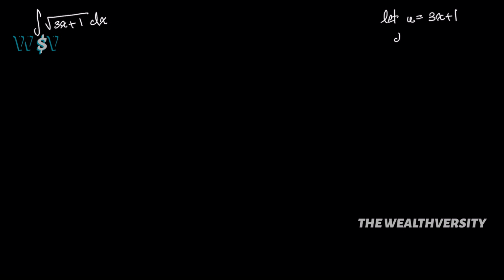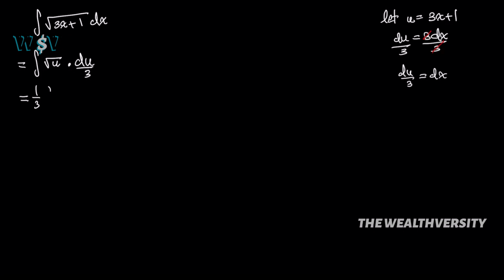So du is equal to 3dx, and we isolate dx by dividing both sides by 3. So du over 3 is equal to dx. This will make the integral equal to the square root of u times du over 3. We factor out 1 over 3 from the integral, and we change the square root of u to the power of half to make it easier to integrate.